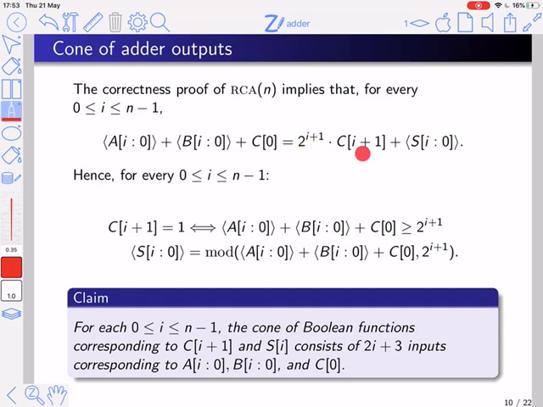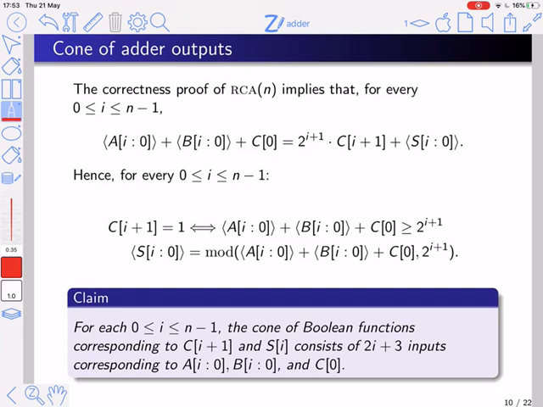I can say Ci+1 is 1 if and only if the left-hand side is greater than or equal to 2 to the power of i+1. And the second thing I can conclude is that the number represented by the first i+1 bits of S is simply the left-hand side divided by 2 to the power of i+1, where I take the remainder. So I take the remainder of the left-hand side when divided by 2 to the power of i+1.